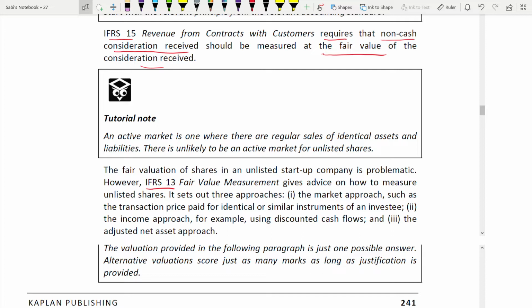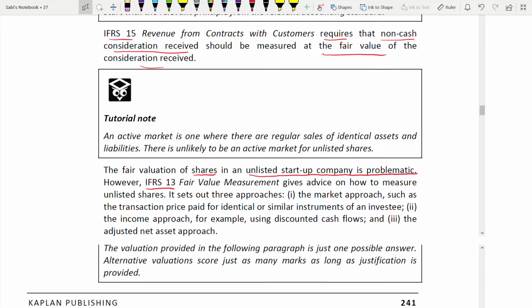Now, fair valuation of shares in an unlisted startup company is problematic. Did you see how they are linking to the scenario? Your company is unlisted as well as a startup company. Here you cannot simply use a market fair value of shares. It's a problem here, because you will not get a fair value for an unlisted company. You will get a fair value if your company was listed. Then there's no issue; you compare and then you get it, but not for unlisted.